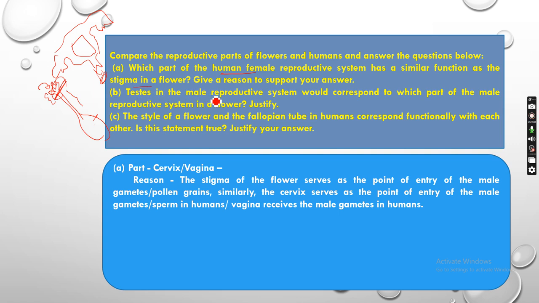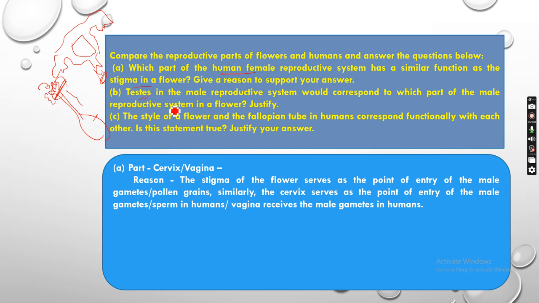Second one, testes in the male reproductive system would correspond to which part of the male reproductive system in a flower? Justify. Always give the reason, or justify. Even if they don't ask, just justify it. Even if it is for 1 mark, you need to say why it is happening. So they have given the part from the human male reproductive system, that is testes. So what is the role of testes?